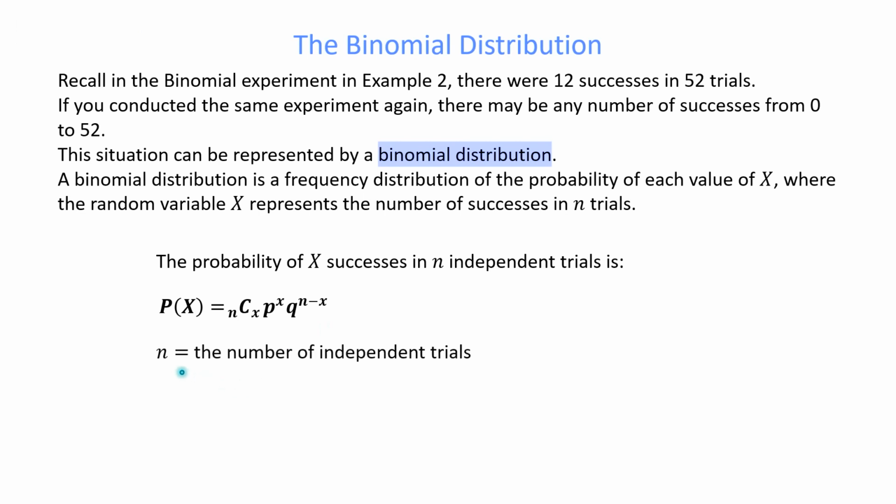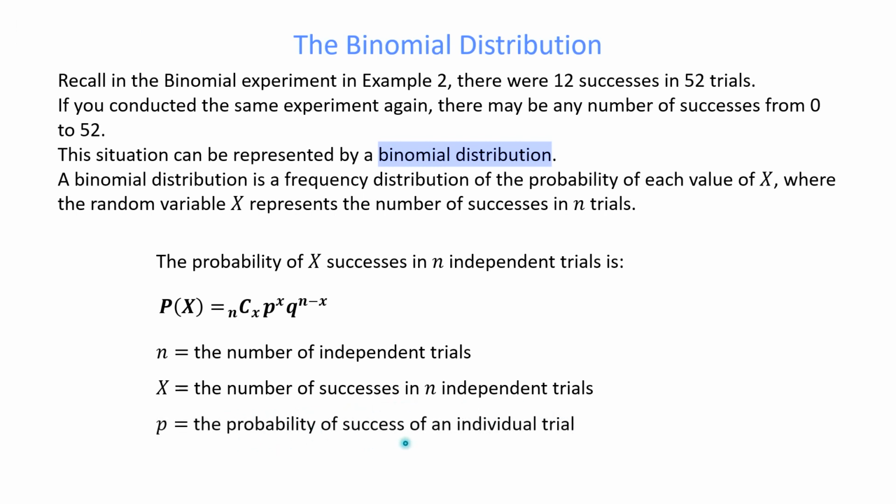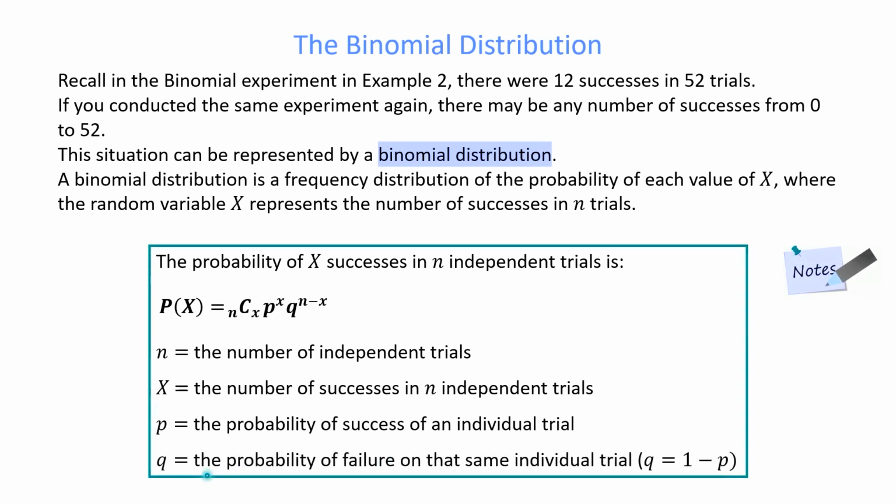This is where n is the number of independent trials, x is the number of successes in n independent trials, p is the probability of success of an individual trial, and q is the probability of failure on that same individual trial. Now remember, the random variable x is a discrete random variable, so the binomial distribution is a discrete probability distribution.